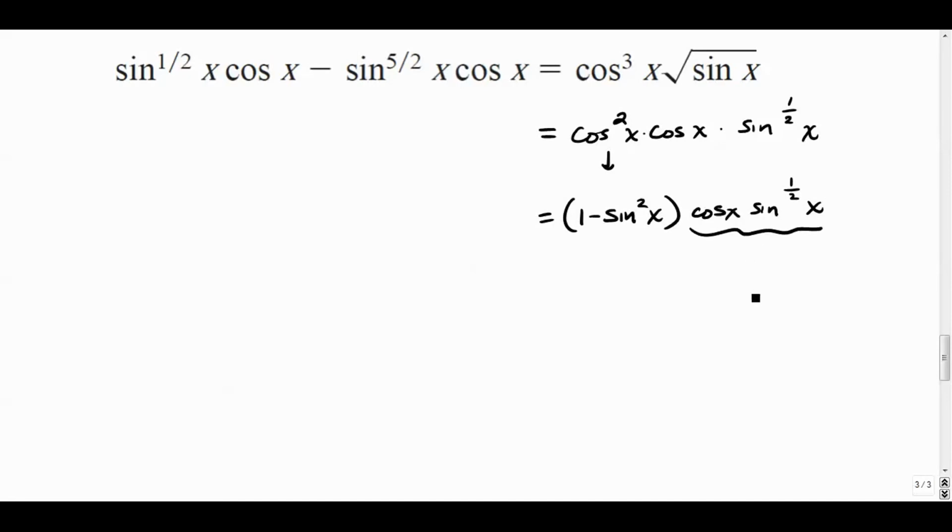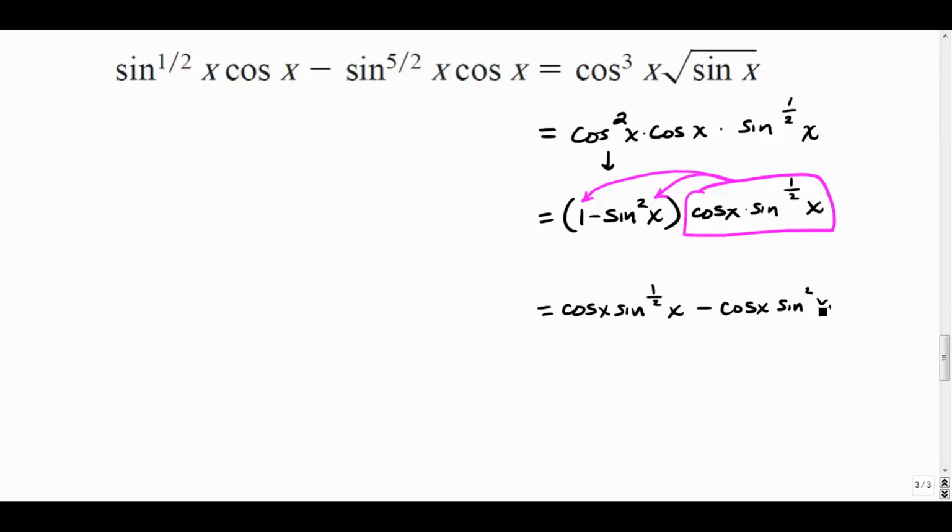And let's see, I have one term here, even though they're multiplied together, they're connected by multiplication. So that whole thing can get distributed into here. So when we distribute that, we get cosine x sine 1/2 x minus, and I'm going to do this one, minus, I'll write cosine first, cosine x sine squared x sine 1/2 x.